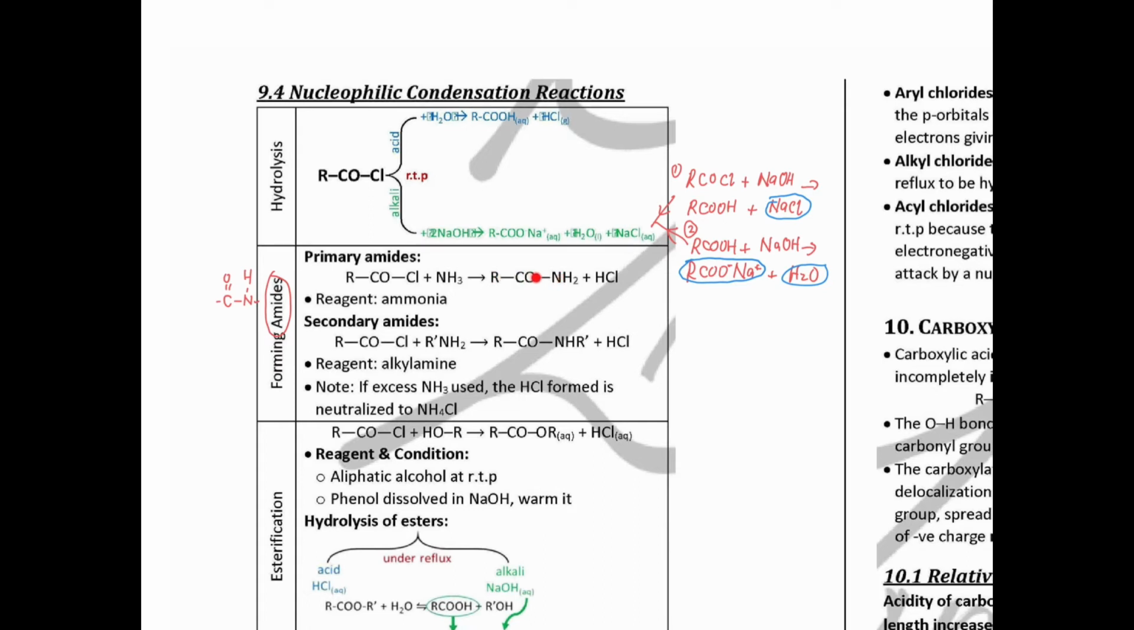So what is primary amide and what is secondary amide? It depends on how many R there are. So this is 1R, primary amide. Secondary amide, of course, you should expect 2R, you can see here: R on the left and R prime on the right. So this is secondary amide. You can see 2R on the CONH structure. So if you want to form secondary amide, you have to use an amine, which is actually R prime NH2.